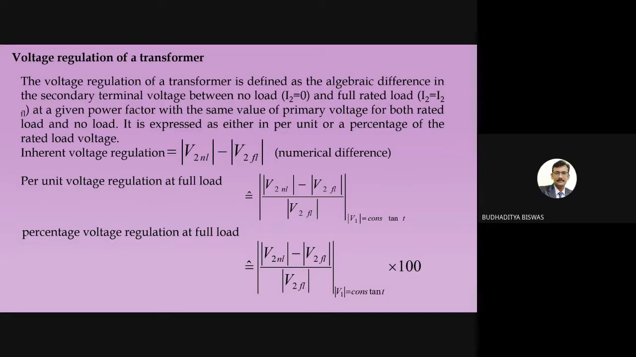Okay sir. Now, come to the voltage regulation of the transformer. One minute, please.